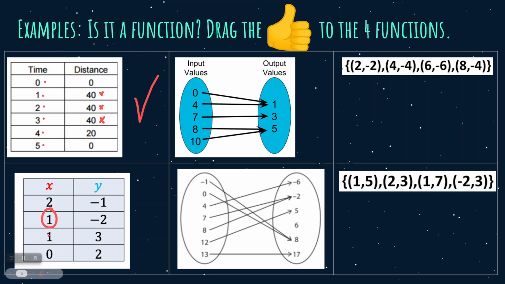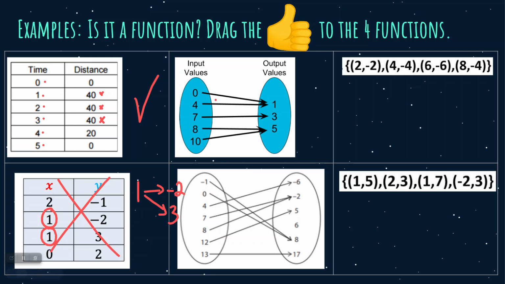I'm going to go down to this table here. I see that I have a 1 here and here. So that's saying 1 goes to -2. And sometimes it also goes to 3. That doesn't work. That is not a function. That rule is not being followed all the time. Because 1 should only have one output. It shouldn't be going to 2 different numbers. I'm repeating this x value, so that's not a function.